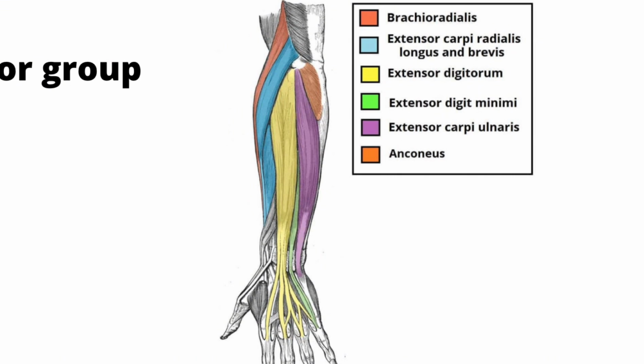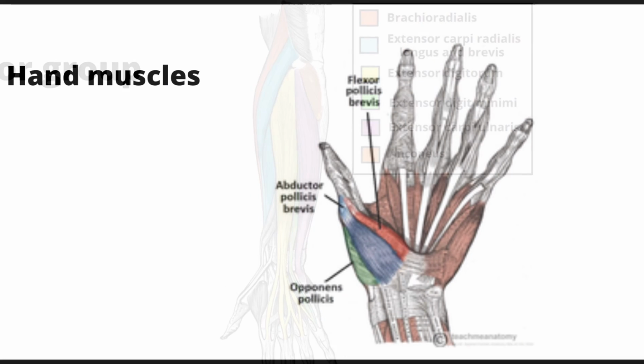The superficial layer is made up of brachioradialis, extensor carpi radialis longus, extensor carpi radialis brevis, extensor digitorum, extensor digiti minimi, extensor carpi ulnaris, and anconeus, and the deep layer is made of supinator, abductor pollicis longus, extensor pollicis brevis, extensor pollicis longus, extensor indicis.